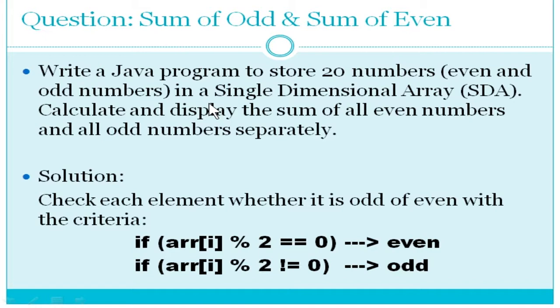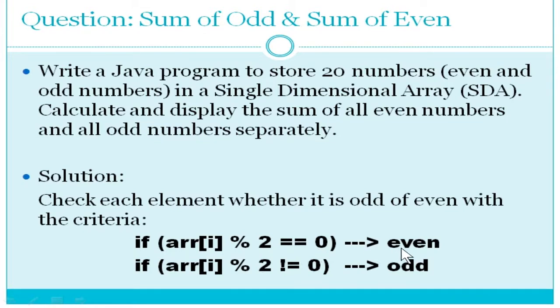The solution is to check each and every element, whether it is odd or even, by the given criteria. So the criteria will be like this: if ARR of I % 2 equal to 0. When you divide any number by 2, if the remainder is 0, that's the modulus symbol. You can see that percentage is the modulus operator, which gives you the remainder. So if the number is divisible by 2, then it is even. If it is equal to 0, it is an even number.